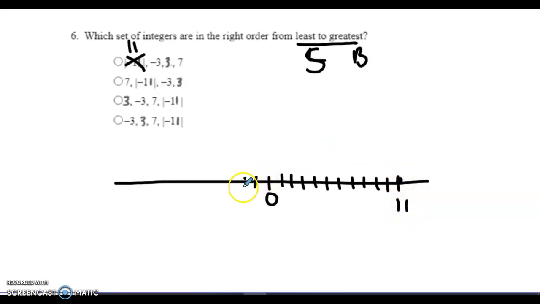We have a negative 3, a positive 3, and a positive 7. And remember, the numbers that are on the left are the smallest, and the ones on the right are the biggest. So negative 3 is our smallest, then 3, oops, I didn't write that number there, then 7, then absolute value of 11.